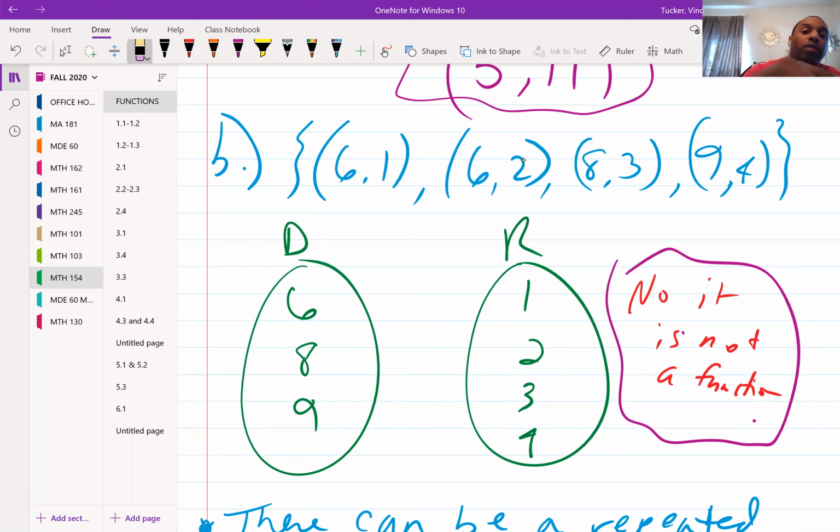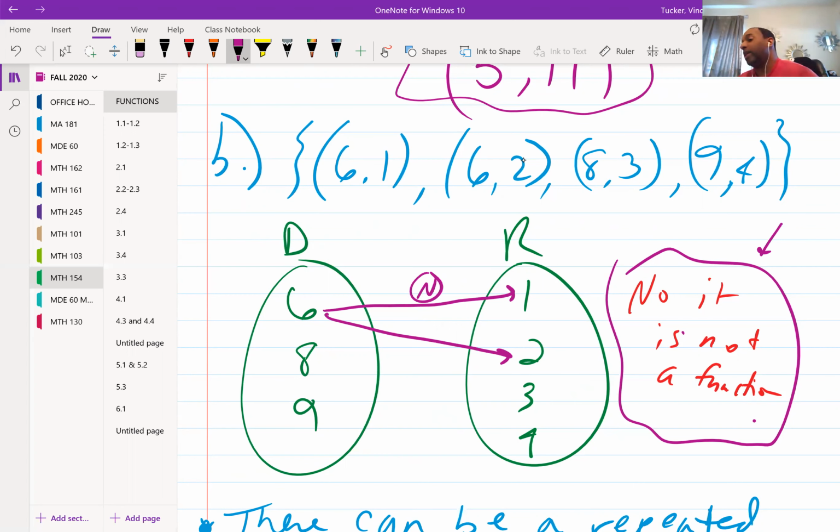You want to ask yourself, is each element in your domain going to one element in the range? So we have 6 going to 1, but then 6 is also going to 2. So that's what we don't want to happen. We have 6 going to more than one value. So that stops it from being a function. So your elements in your domain have to go to one value or one element in the range in order for it to be a function. Cannot go to more than one. And then 6 goes to 1 and 2. So no, it's not a function.